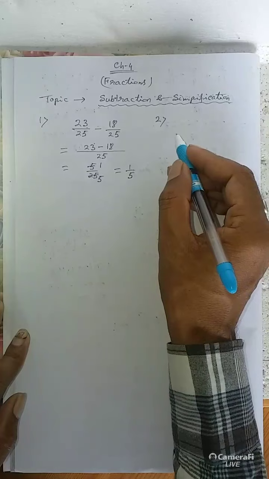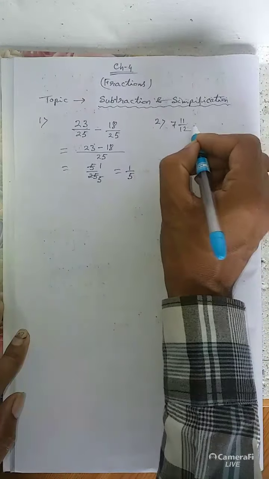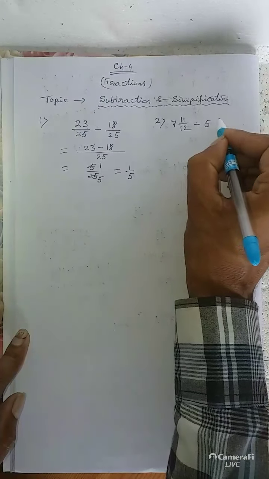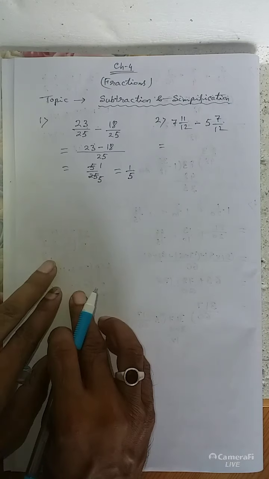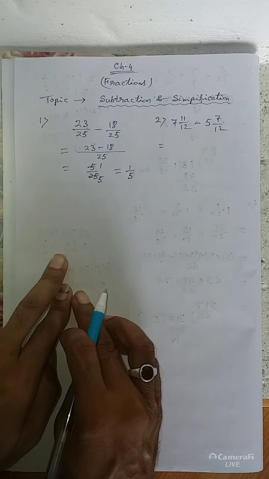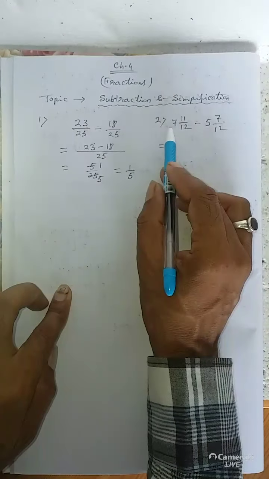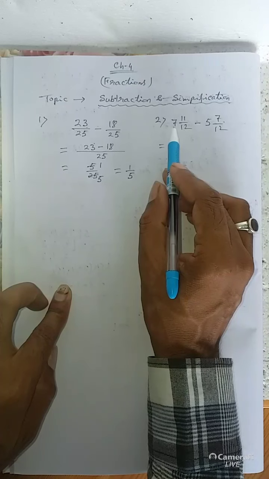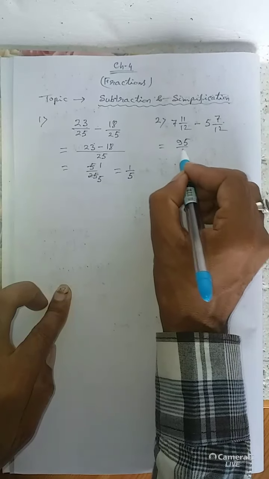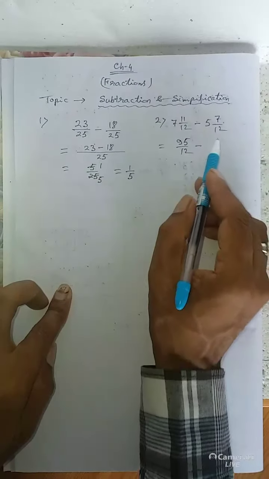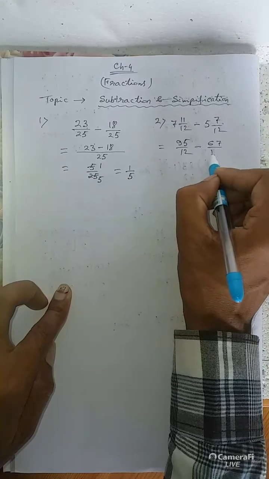Suppose the fractions are 7 whole 11 by 12 minus 5 whole 7 by 12. In this case, first we will convert the mixed fractions into improper. Here 7 12s are 84 plus 11, 95 by 12 minus, here 5 12s are 60 plus 7, 67 by 12.